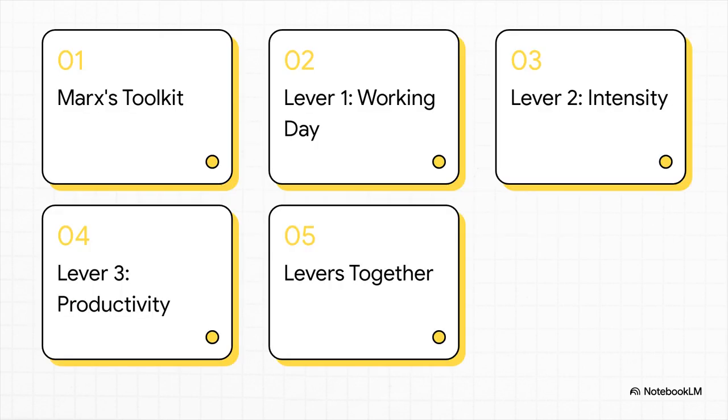So here's our game plan. First, we'll quickly review Marx's basic analytical toolkit. Then, we're going to look at the three main levers, as we'll call them, for changing surplus value: the length of the workday, the intensity of that work, and its productivity. And finally, we'll bring it all together to see how they interact in the real world.